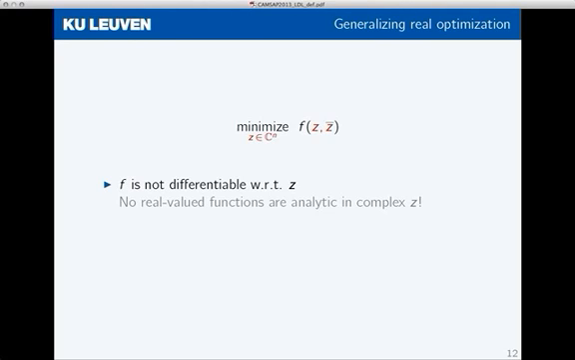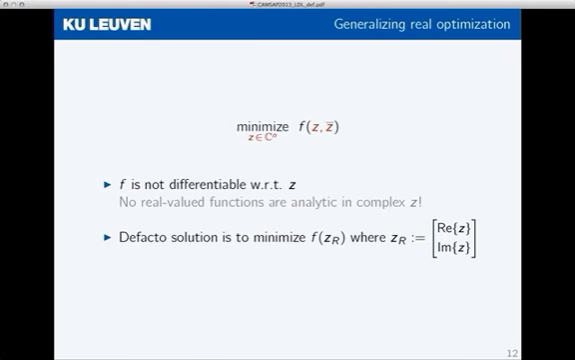With this Frobenius norm, you have both Z and Z bar, and that means that F is not differentiable with respect to Z. There is also Z bar, and there's a problem. Actually, no real valued function in a complex Z is analytic, so it cannot be done. So what we do de facto, what everybody does, is you take the real part and the imaginary part of Z, you write out all the expressions, and it's pretty boring and you can make errors. And then you optimize over the real and imaginary part.